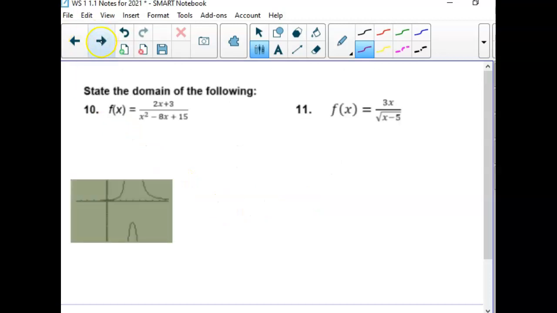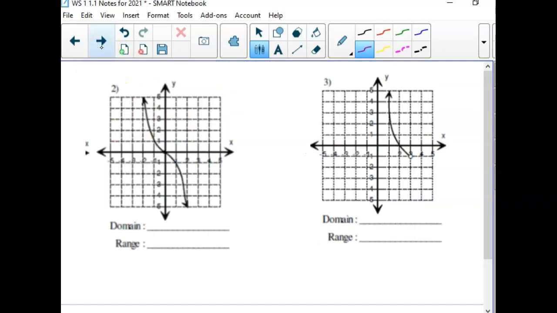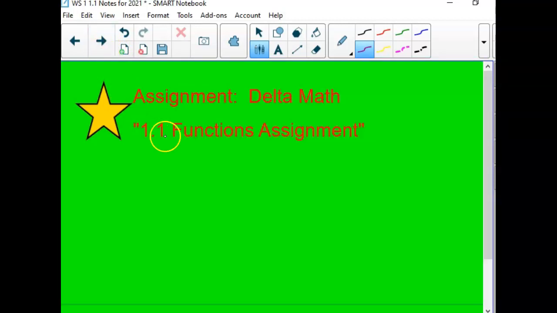All right, I'm going to save 10 and 11 for tomorrow and 12. Does anybody need to see another, just a domain of a graph? All right, so the assignment tonight is 1.1 functions in Delta Math, okay? It is a Delta Math assignment.